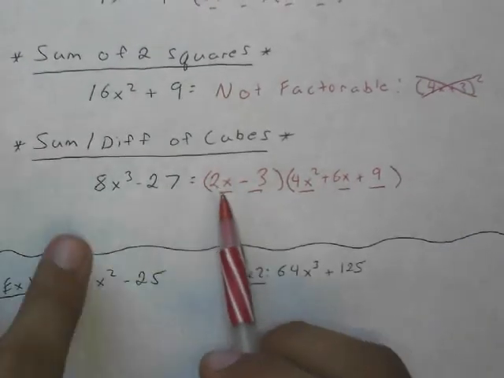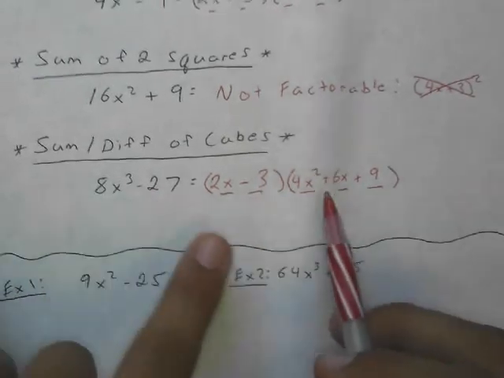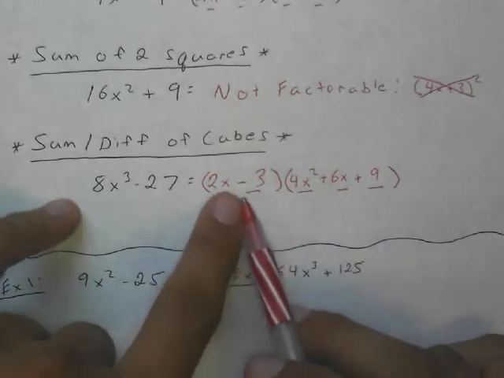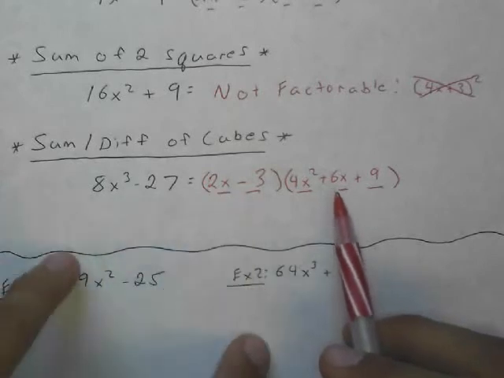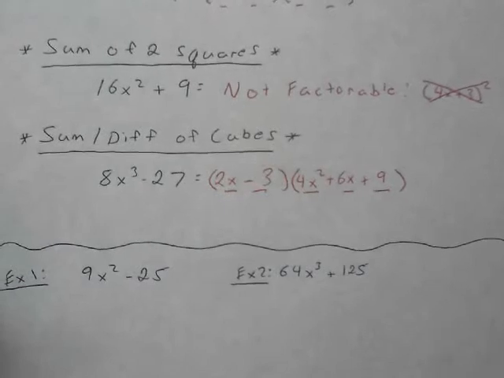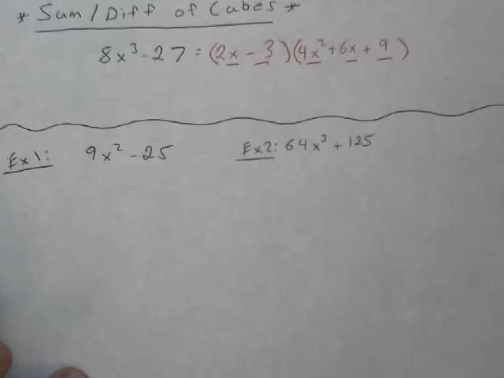Again, what do we do here? Cube root, take the same sign. Square it, multiply them together, take the opposite sign. And that is how we solve sum and difference of cubes. Now, what I have here are two example problems that I want you to try. I would like you to pause the video, solve both of these, and then once you're done, hit play, and I'm going to explain how to solve both of these problems.